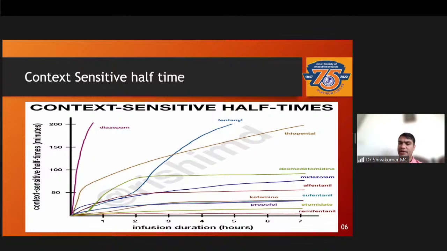Some of the drugs which are ideal for target controlled infusions are dexmedetomidine, midazolam, sufentanil, alfentanil, and most importantly remifentanil, which decreases very rapidly because of the mode of metabolism it undergoes. Propofol and ketamine are also very suitable for target controlled infusion or TIVA. Other drugs like thiopentone, fentanyl, and diazepam should not be used for infusion. They can be given as intermittent boluses, especially fentanyl. It should be given in intermittent doses when you are achieving analgesia with fentanyl.